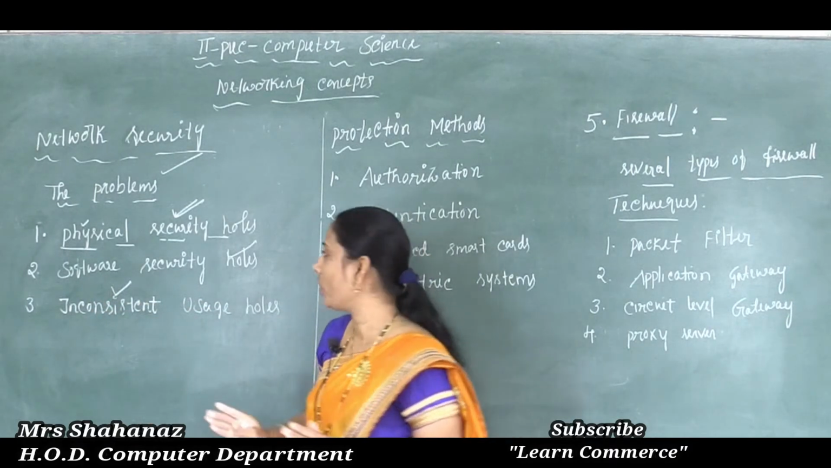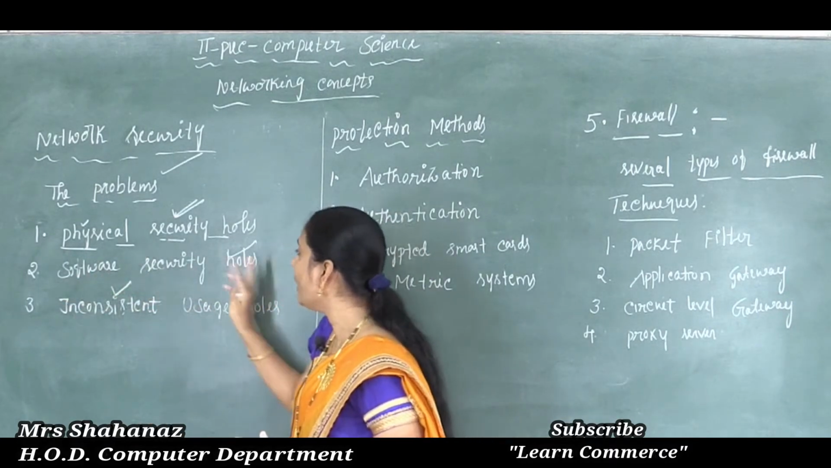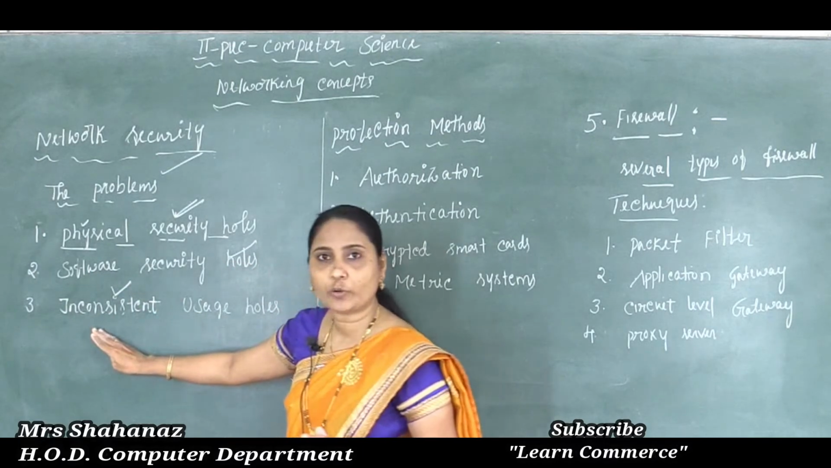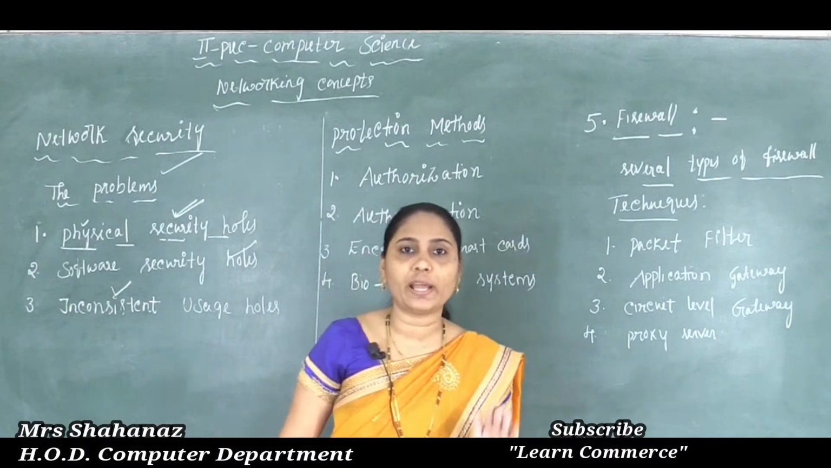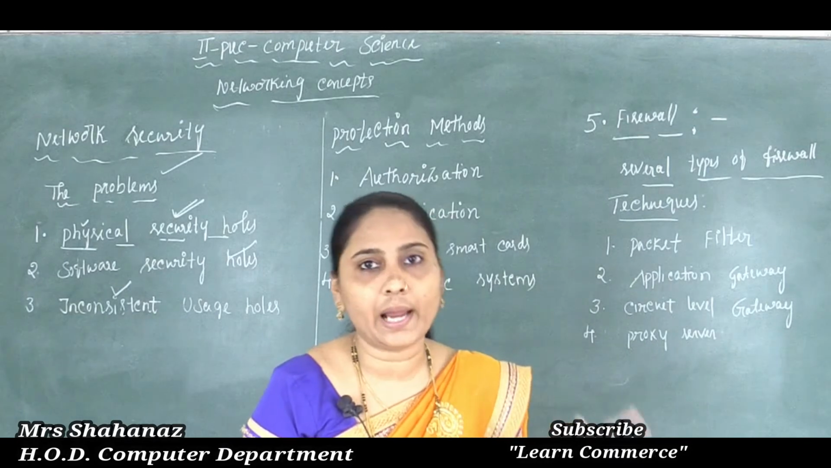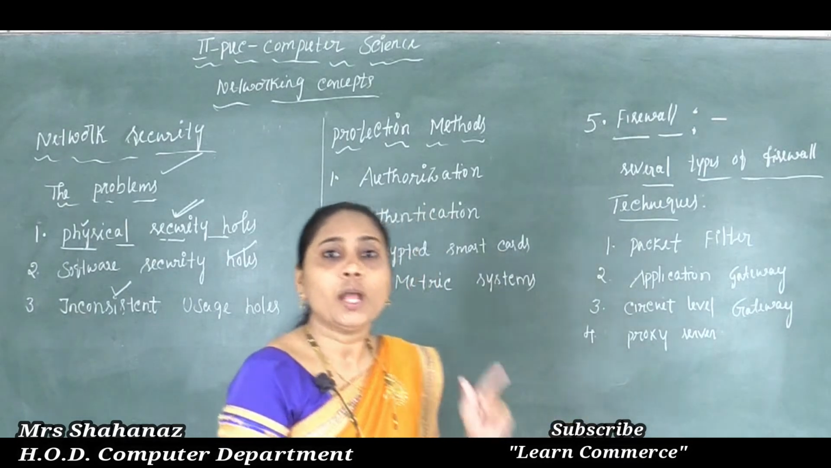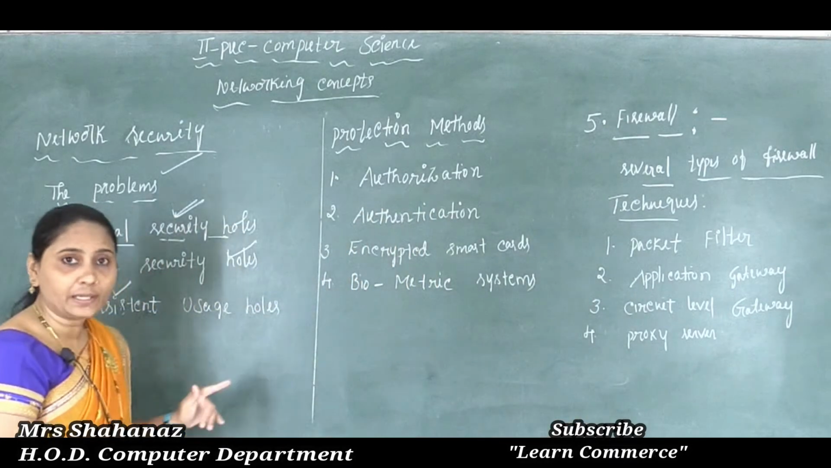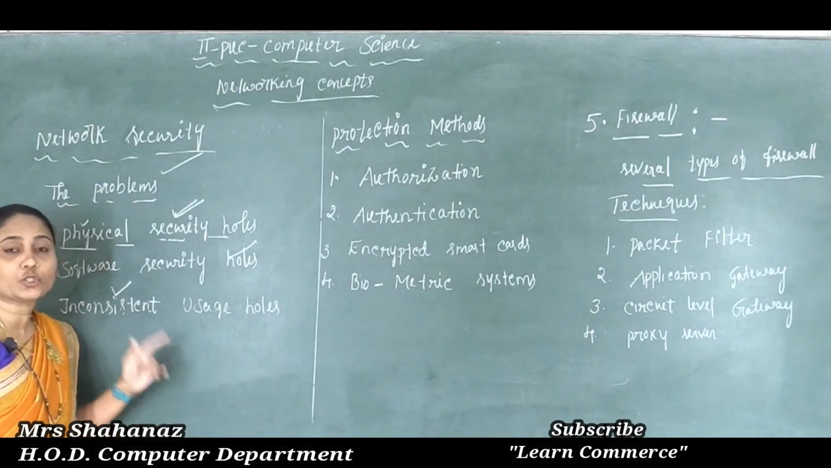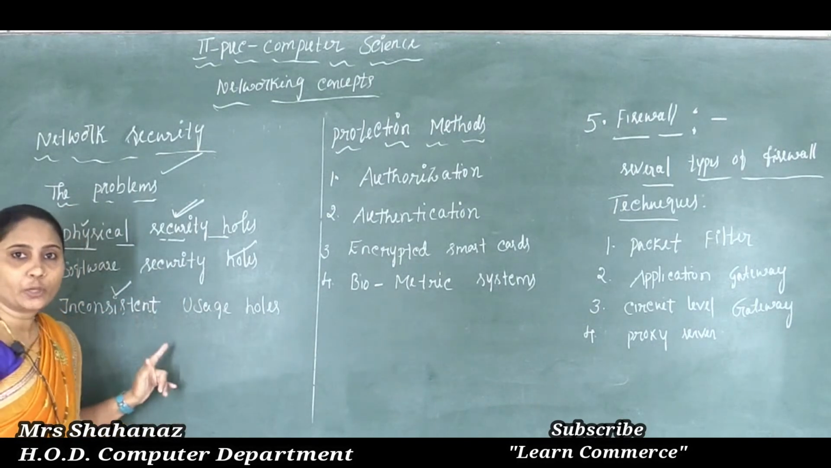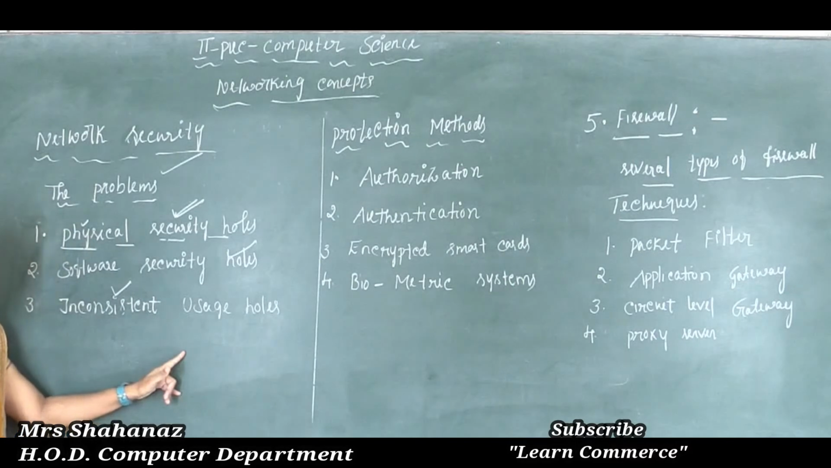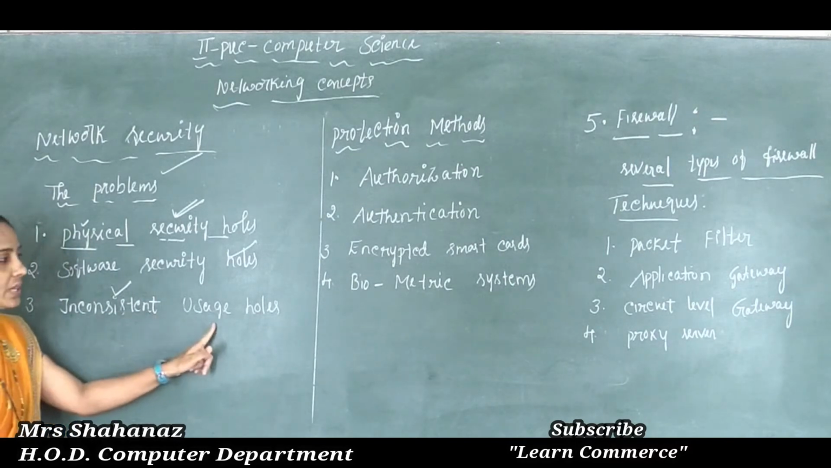Such a problem is called the software security holes. And lastly, when you use an improper combination of hardware and software, such bad hardware and software will surely affect our networking from a security point of view. Clear this one? Such a problem is called the inconsistent usage holes.